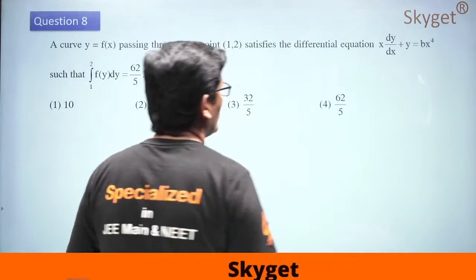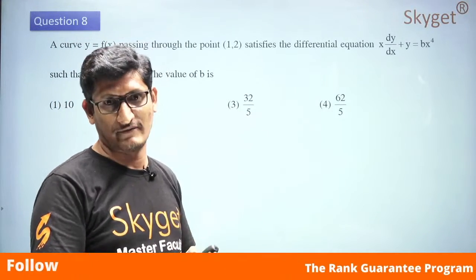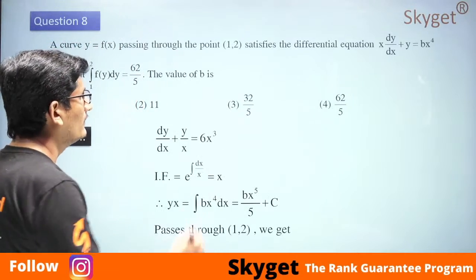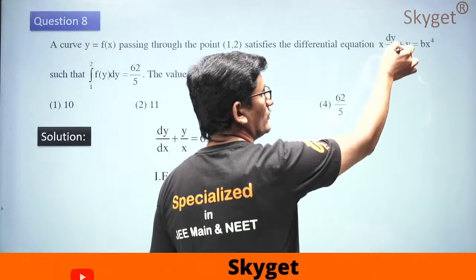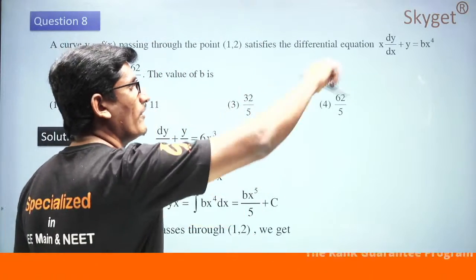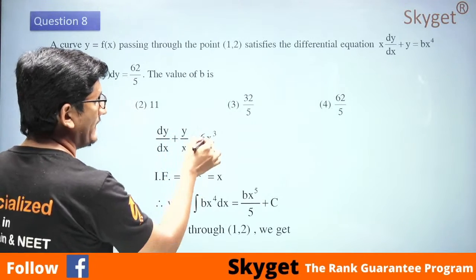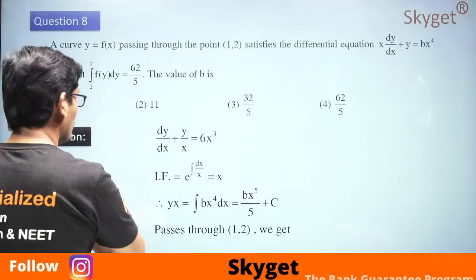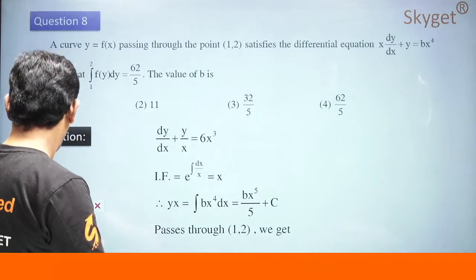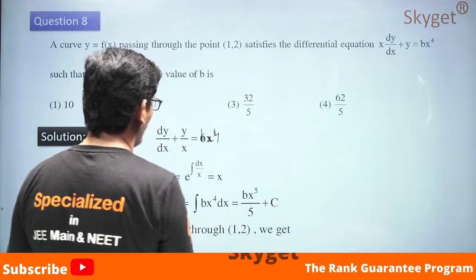Let's see here. Only in the second session did the problem come from differential equations, not in the first session. First of all, we take the given equation x dy/dx plus y equals b x to the power 4. Just divide the equation by x. So dy/dx plus y by x equals b x to the power of 3. Sorry, we get bx to the power of 4 as given.